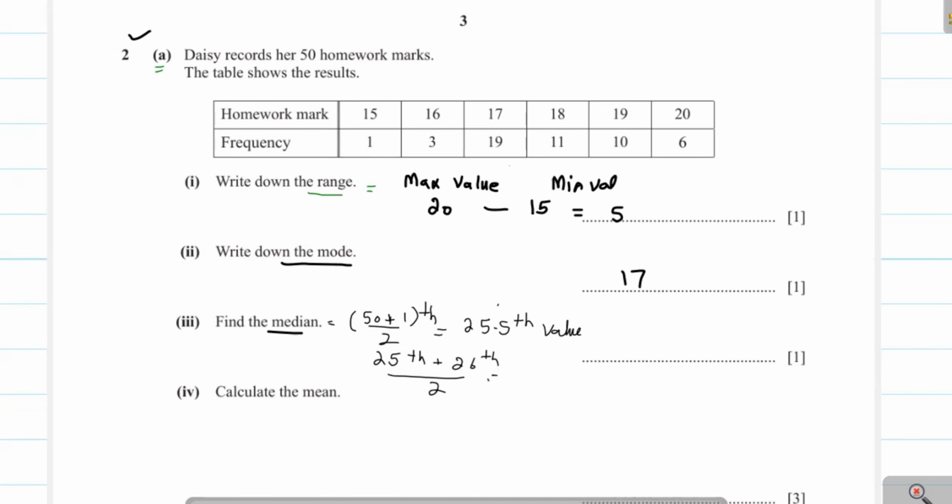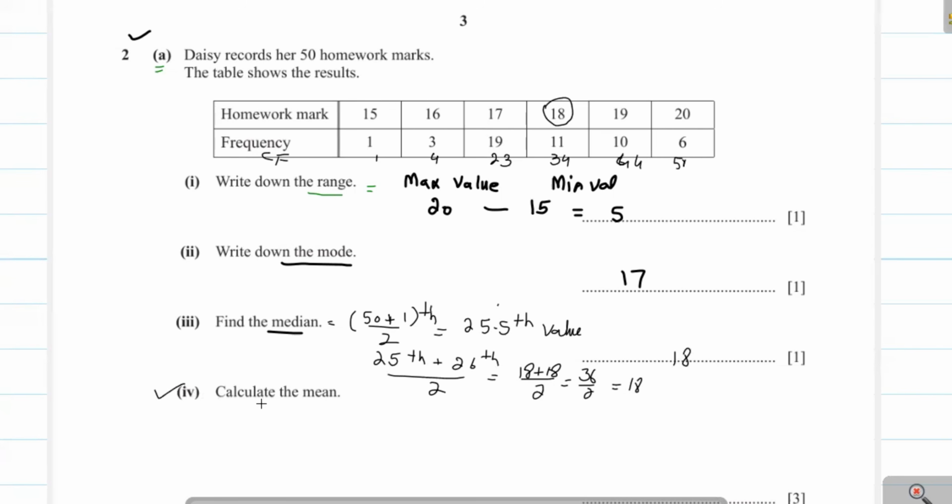Now for the 25th and 26th values, you see here the cumulative frequency will be 1, 4, and 23, and this is 34, and this is 44, and last is 50. Therefore, the 25th and 26th values will lie here. The 25th value is 18, and the 26th is 18, and that will be 36 over 2, which is 18. The mark 18 will be the median.